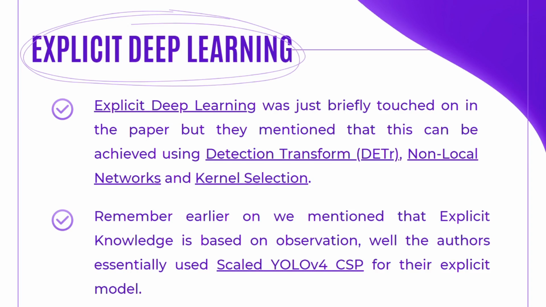Remember earlier on, we mentioned that explicit knowledge is based on observation. Well, the authors essentially used scaled YOLO V4 CSP for their explicit model. So we have said that we need a neural network or a deep learning model in order to extract explicit information. So in the implementation of YOLO-R, they just used the previous version of YOLO, scaled YOLO V4 CSP, as a backbone in order to extract the explicit knowledge.